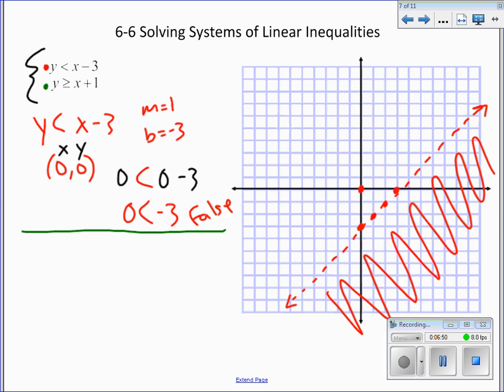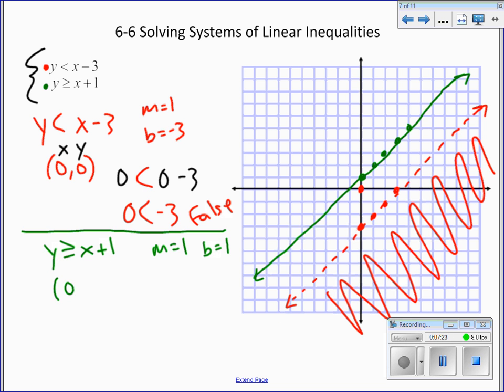Now we move on with our green inequality. We know that our slope is 1 and our y-intercept is 1. So the y-intercept is 1, and we're going to go up 1 over 1. At this point, you should be realizing that these two lines are going to be parallel. What kind of line will it be? We know that this is going to be a solid line because it has the equal to in the inequality.